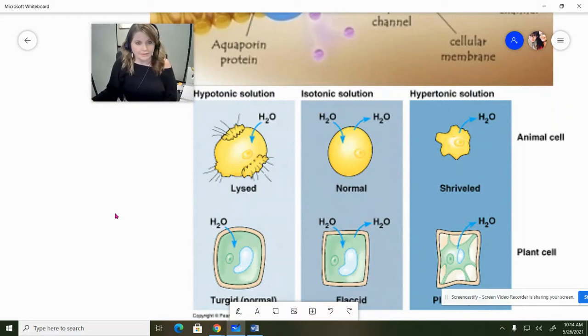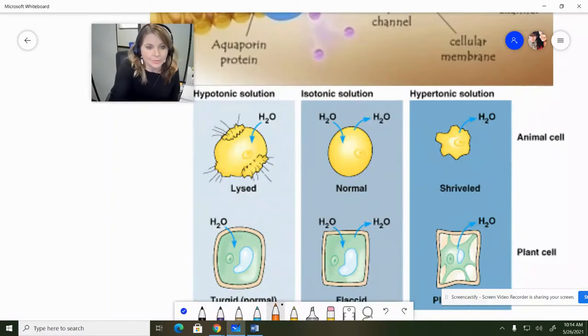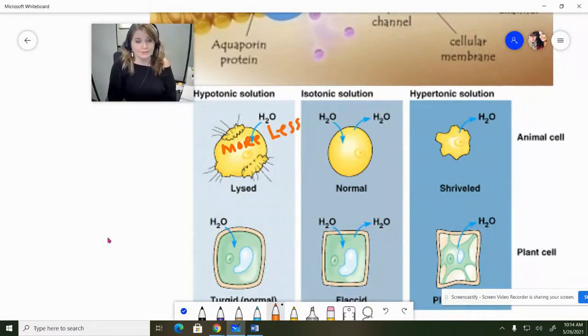So in this solution that I was just mentioning, that's called a hypotonic solution. Hypotonic means that it's more concentrated inside the cell and less outside the cell, right? Our solutions are more concentrated inside and less outside. So water moves in to dilute the inside of the cell. And what happens is the cell expands and will just blow up.